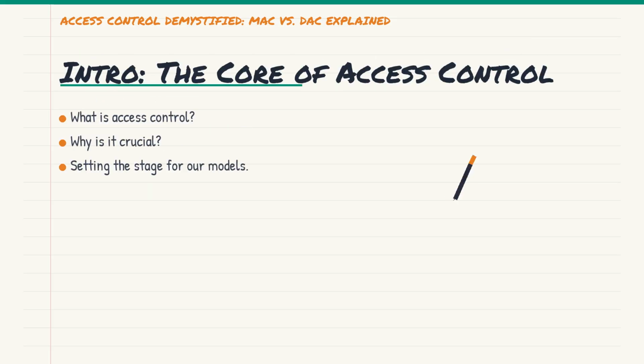Today, we are diving into something super fundamental to how we keep our digital stuff safe, access control. Think of it like the bouncer at a club, deciding who gets in and what they can do. It's not just about letting people in, it's about making sure the right people have access to the right things, and importantly, can't access what they shouldn't. We'll be looking at the core goals, and then breaking down some key models.